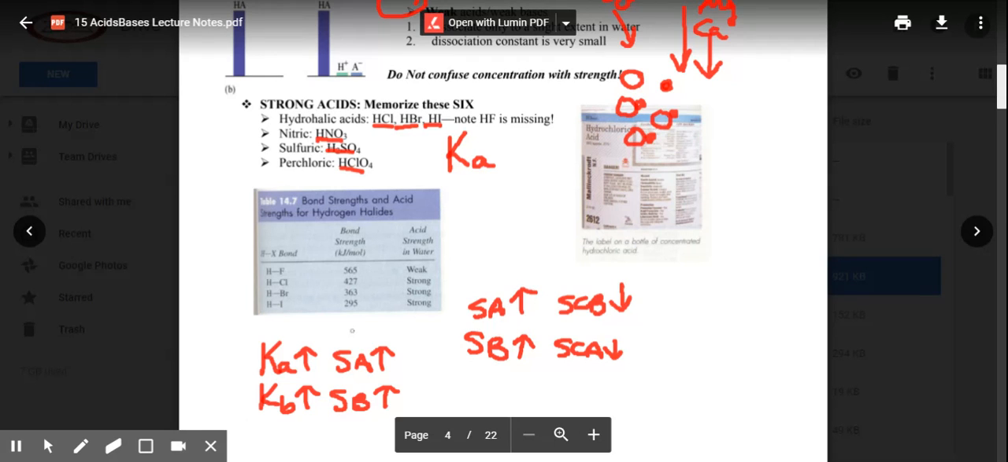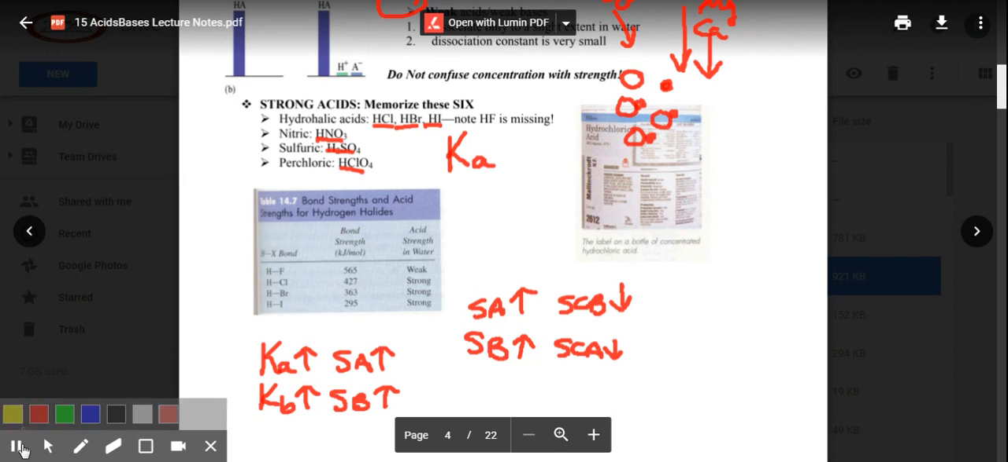Same thing for bases. As my Kb value increases, the strength of the base increases, but once that base accepts that proton, that conjugate acid is going to be very weak. So they like to ask this in multiple choice, and hopefully you'll be able to get those answers if you understand these relationships.